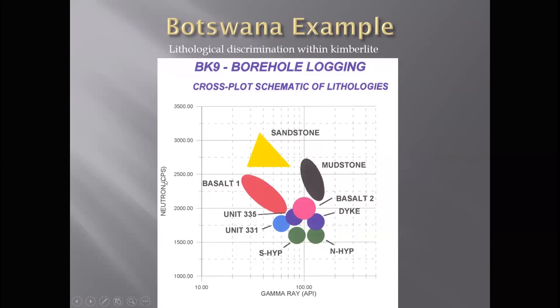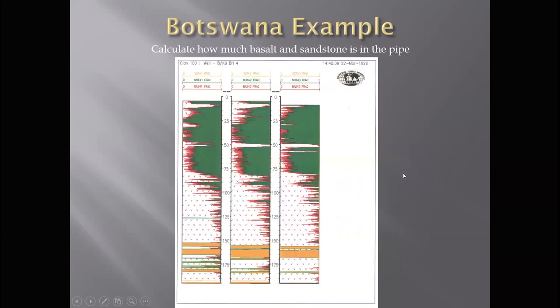This is neutron counts on the y-axis and gamma counts on the x-axis on a log scale. We start to typify what sandstone's response is, what this basalt response is, what that is, and also all these different facies of kimberlite. How do we do that? I'm going to show you how.